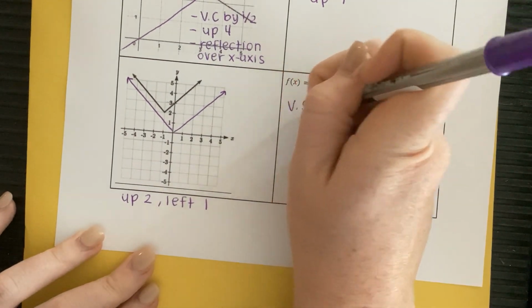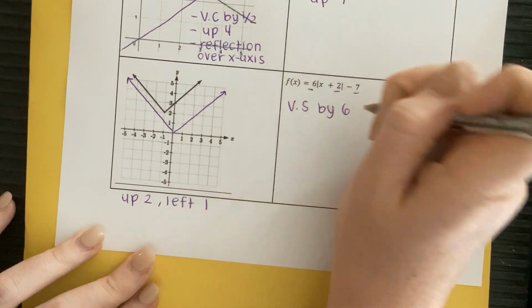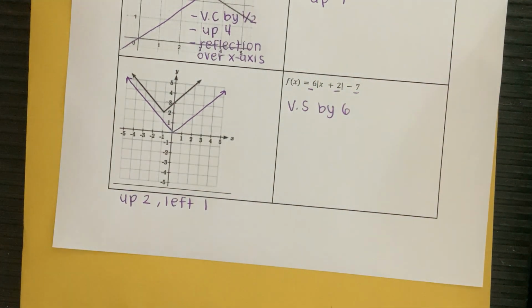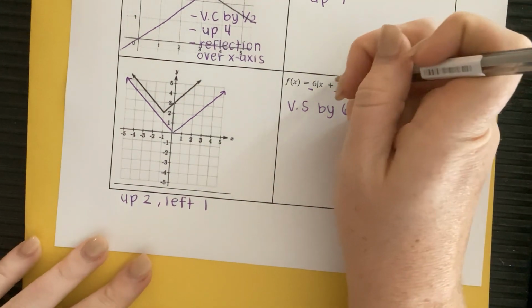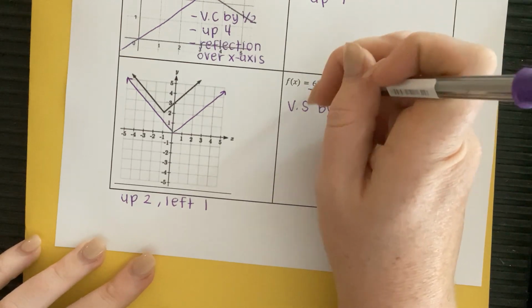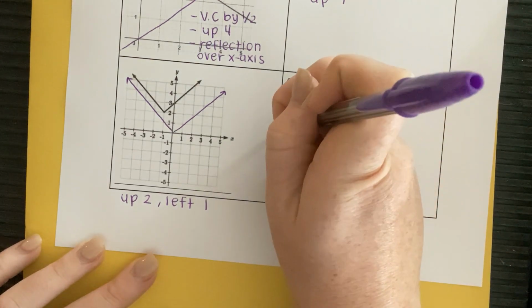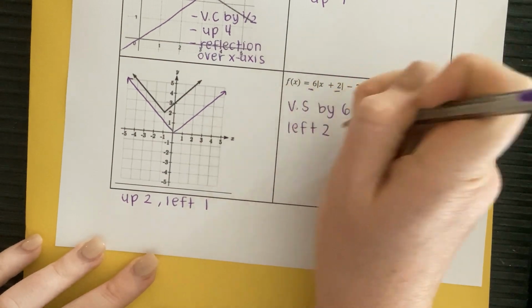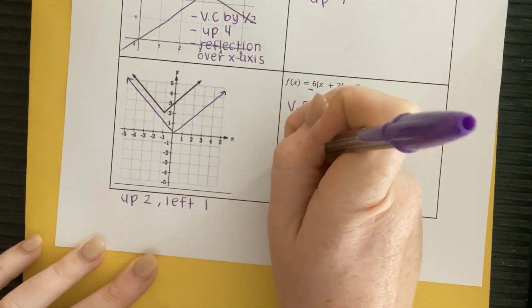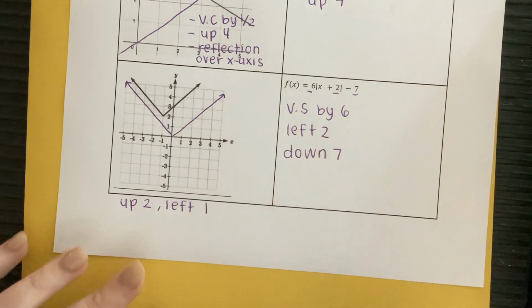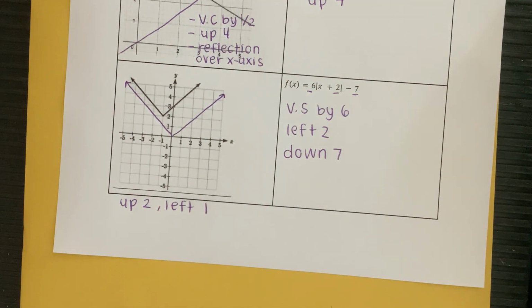6 is telling us that that's going to be a vertical stretch by 6. Any number that is greater than 1, always going to be a stretch. Any of your fractional 1/2, 1/3, 1/6, anything like that, 3/4, any fraction that's less than 1, that's always going to be your vertical compression. +2, we always think about opposite when we're hanging out in those absolute value bars. So this is going to move us left 2, and this -7 at the end is going to move us down 7.